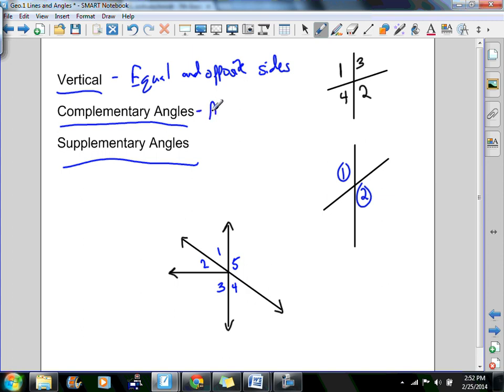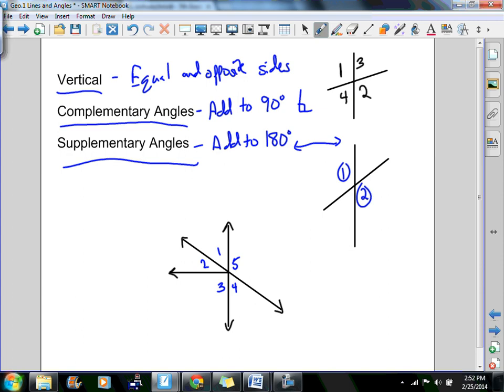Complementary, by definition, add to 90 degrees, and supplementary, add to 180 degrees. So these would add to a right angle, or a box, and these would add to a straight angle, or 180 degrees. Therefore, on this picture up here, none of these would be complementary angles, but 3 and 2 would add up to 180 because it makes a line. 1 and 3 would add up to 180 because it makes a line. But 3 and 4 are not supplementary because they're vertical on opposite sides.